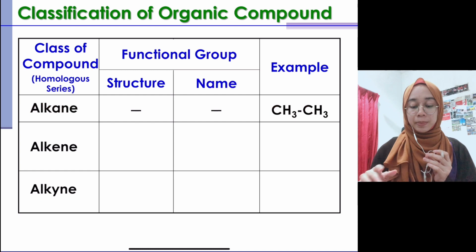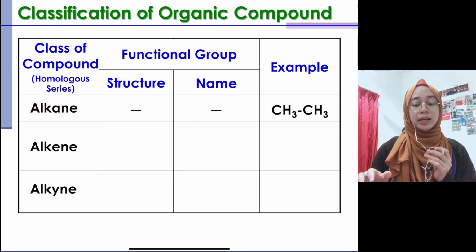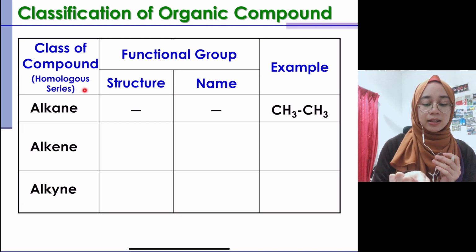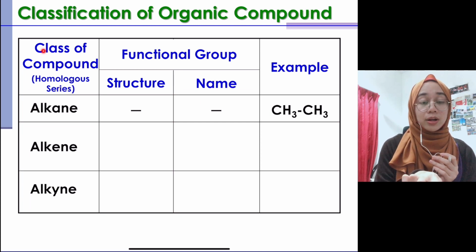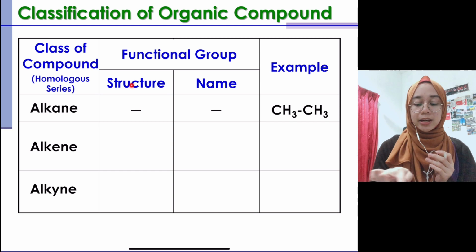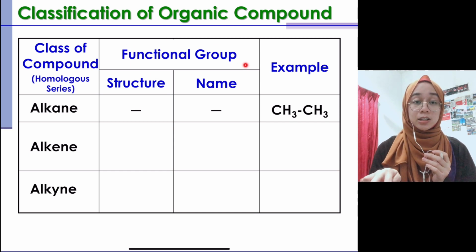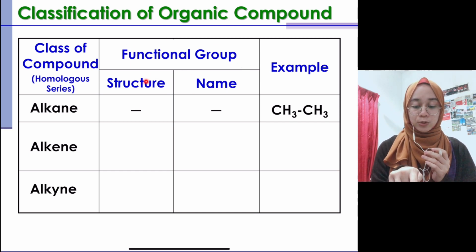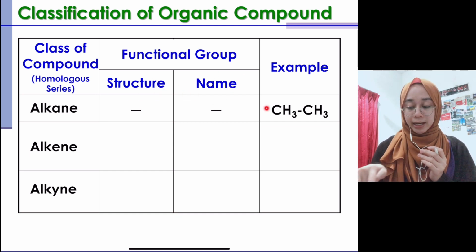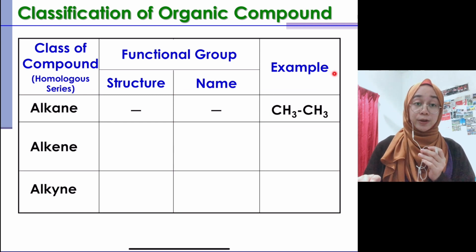Okay, so now let's have a look at the classification. On the left side, we have class of compound, which is also known as homologous series. What the homologous series actually is, we will see later. And then in the middle we will see the functional group. There are two types: one we look at in terms of its structure, and the other we will learn its name. And then on the right side we will see examples.